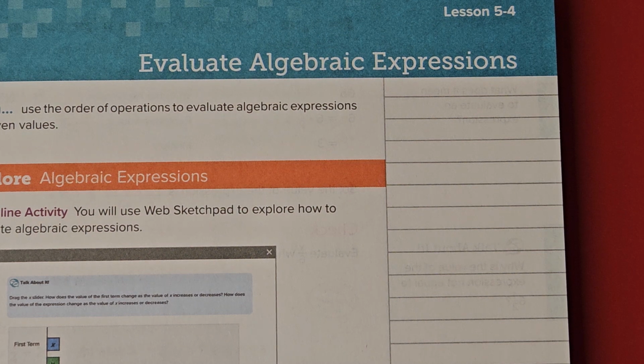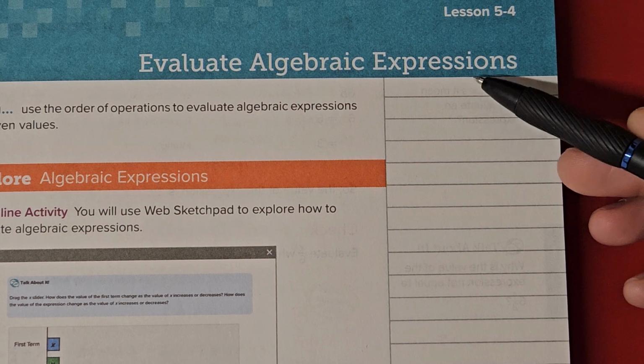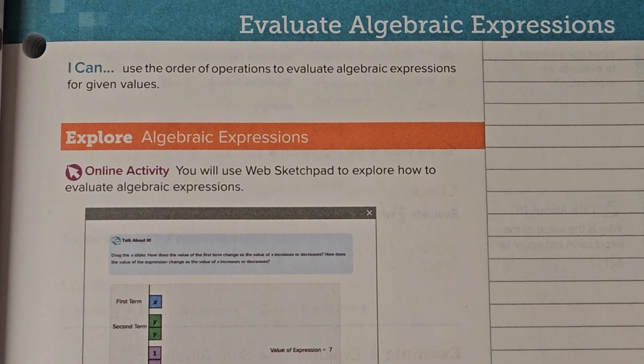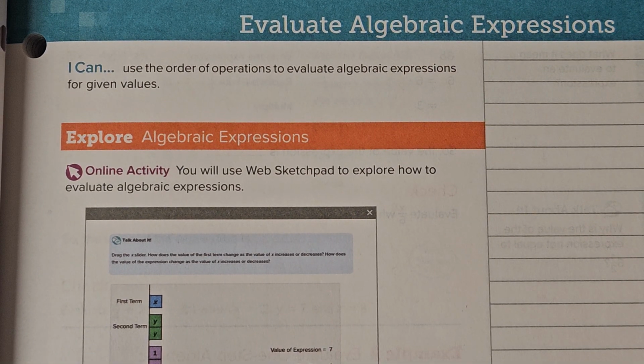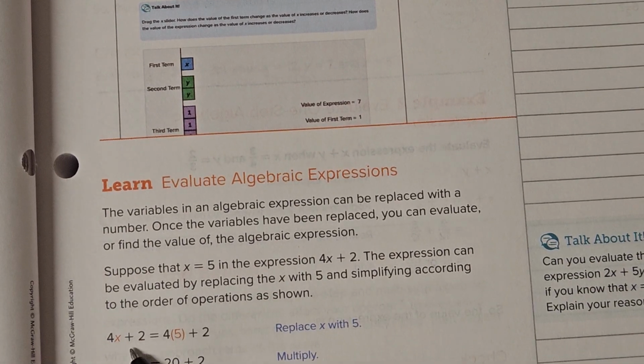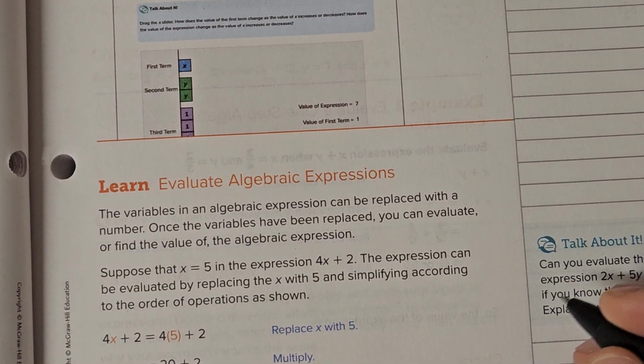Good morning. Lesson 5-4, evaluating algebraic expressions. Previously we've learned how to combine like terms and the order of operations. Now we're going to use that to figure out what some of these expressions are worth. And how we do that is by substituting the value of the variable.